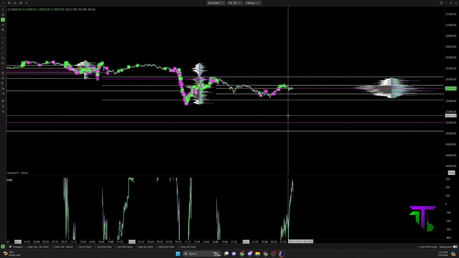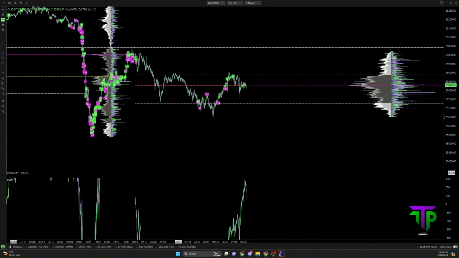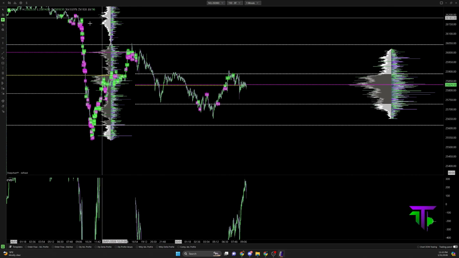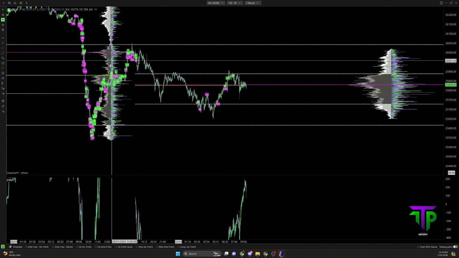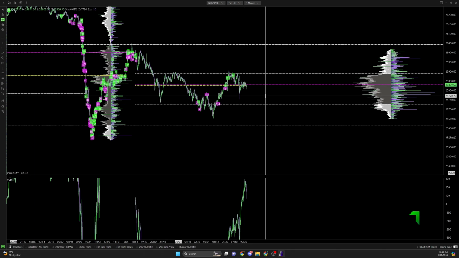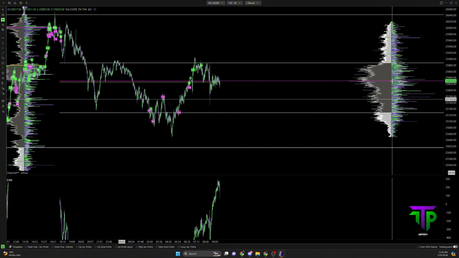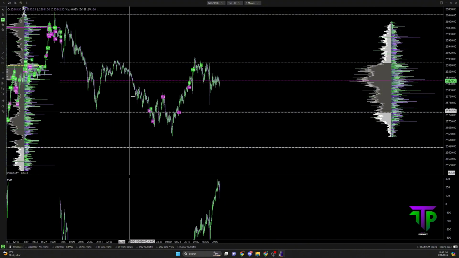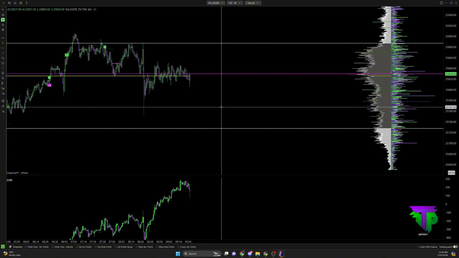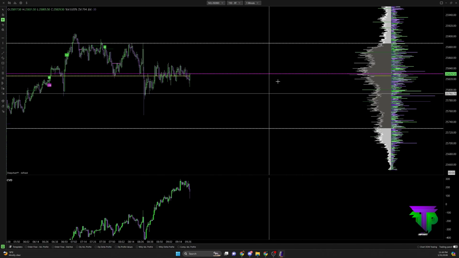So let's go through this. Today, in this day at least, we opened inside the previous day's fair value. So I'm expecting either a breakout or a bounce. I'm not sure yet. But looking at the current profile, this looks like a range profile. So the only thing I'll be doing is seeing the interaction between buyers and sellers at the value area high and value area low, and I will stay away from this.